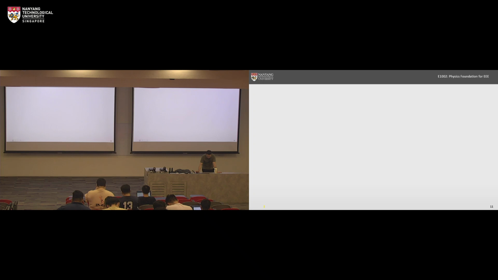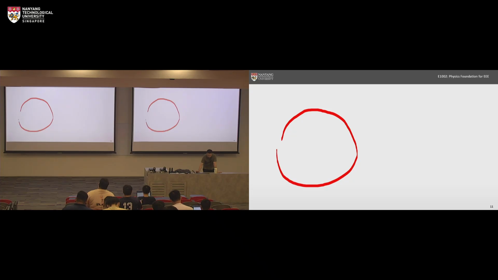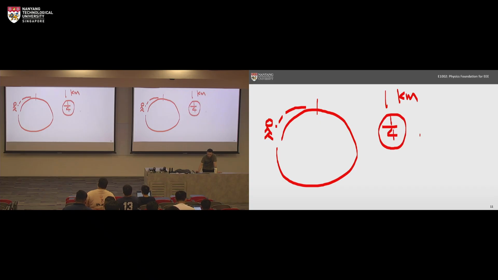Okay, so basically, the idea of phase is like this. So this is a running track. If this is the NTU's track field, and let's say one round is 1 km, and a person starts to run until here, if a person tells you that he already ran 1/4, this is a fraction, then you actually know that he ran 250 meters. So this is called phase.